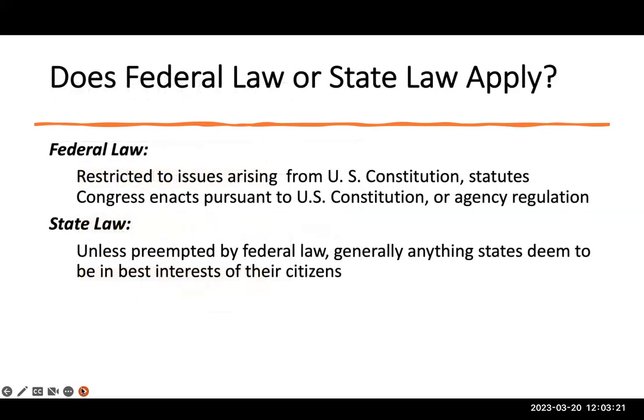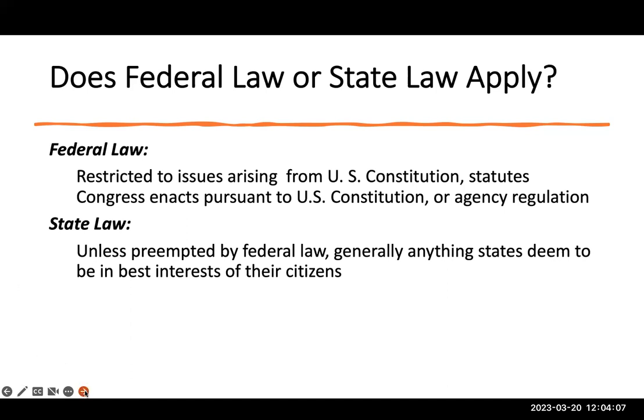Okay, the textbook then goes on to discuss questions of whether federal laws or state laws apply. I'm not going to spend a whole lot of time discussing that. The textbook clearly sets forth that federal law is restricted to matters that arise from the U.S. Constitution and statutes that have been enacted pursuant to the U.S. Constitution, or regulations. Again, this is reflective of the fact that our federal system is a limited system, and matters not specifically set forth as federal apply to states.